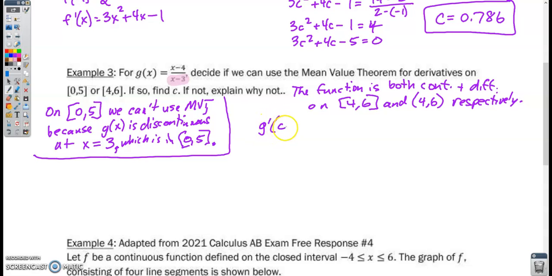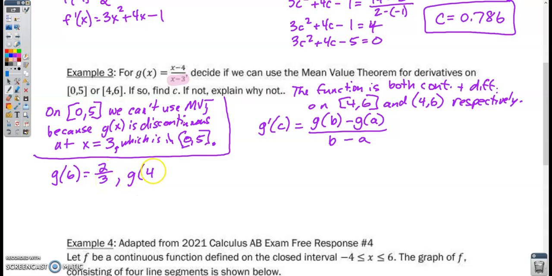So we're looking for a value of c that makes g prime of c equal to g of b minus g of a all over b minus a. So I find the values of these. g of 6, I'm going to go ahead and put 6 into this original function. 6 minus 4 is 2, 6 minus 3 is 3. So g of 6 is 2/3. G of 4, I'm going to substitute 4 in here, and I get 0 over 1, or just 0. And then I also find the derivative of g of x, so that I can set this equal.